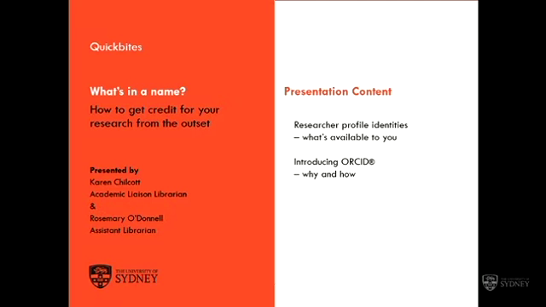So, welcome and thank you for coming to this quick bite session on what's in a name, how to get credit for your research from the outset. I'm Karen Chilcott. I'm one of the academic liaison librarians at the University Library, and with me is my colleague, Dr. Rosie O'Donnell. During today's session, we're going to be focusing on establishing researcher profiles, and in particular, establishing an ORCID profile.